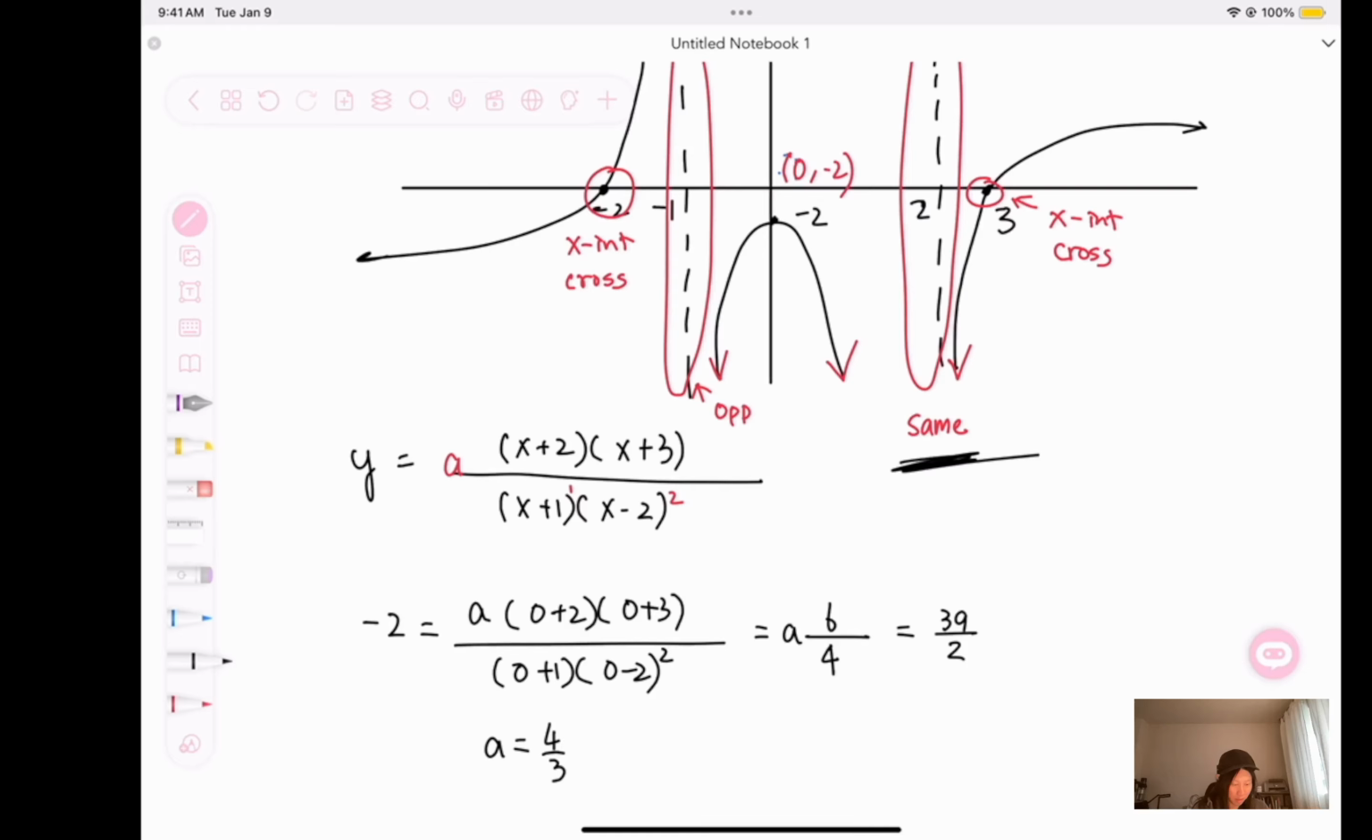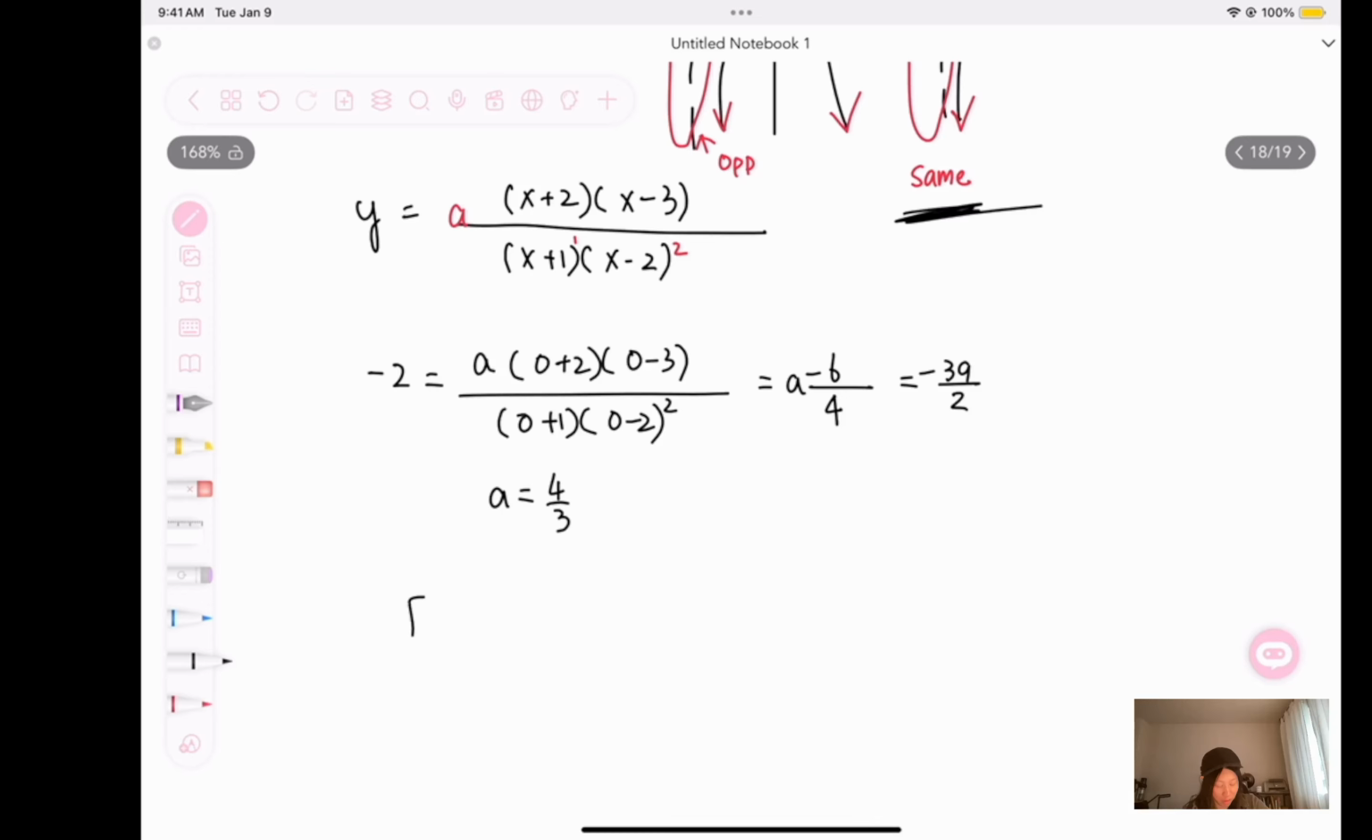Did I miss anything? Oh, I made a mistake. This 3 should be a minus, because the x-intercept is a positive number, so the factor has to be x minus 3. Always check. I knew something was off. So now this is negative, and our a is -4 over 3. That means our rational function would be -4 over 3 times (x plus 2)(x minus 3) over (x plus 1)(x minus 2) squared.